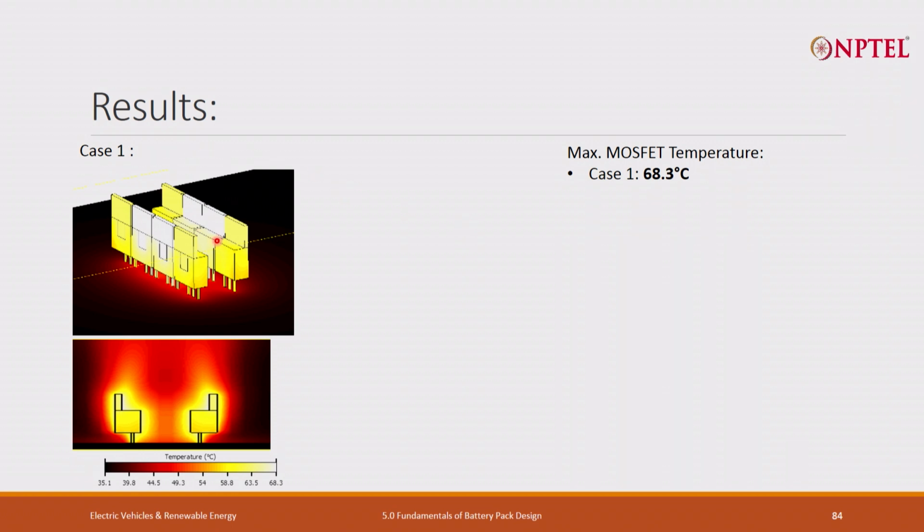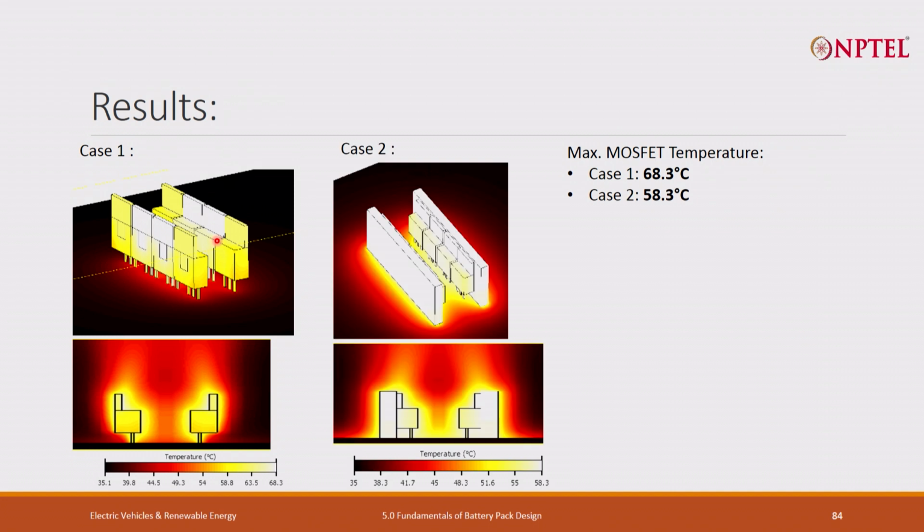In case 1, where we do not have a heat sink, the temperature has gone to 68.3 degrees centigrade. Where we have a heat sink, the temperature is 58.3, exactly 10 degree temperature difference. So after including the heat sink, the peak temperature has come down by 10 degrees centigrade.